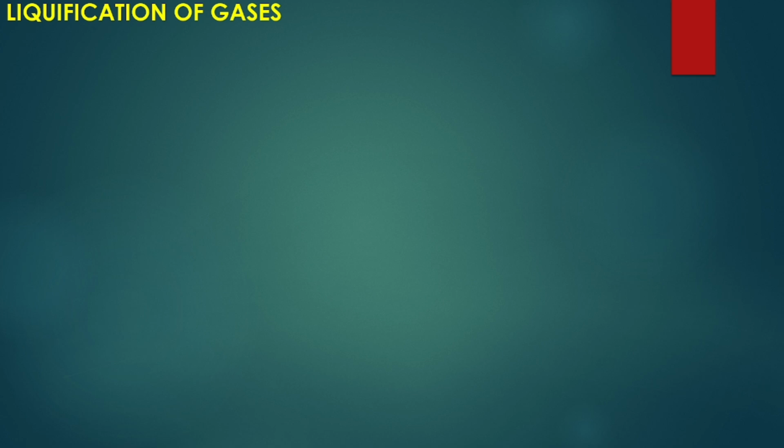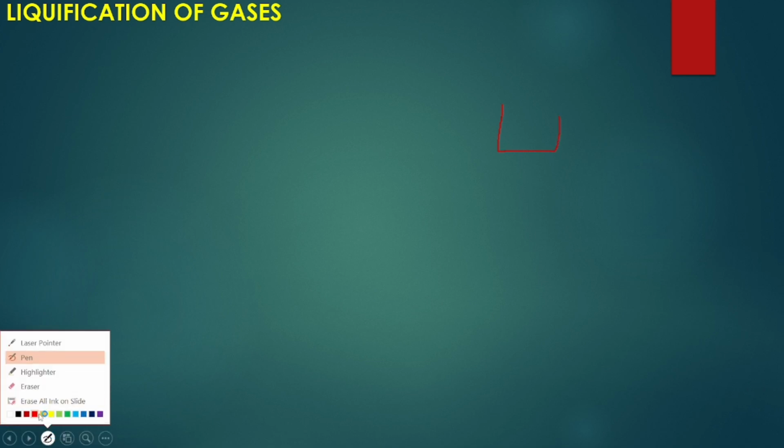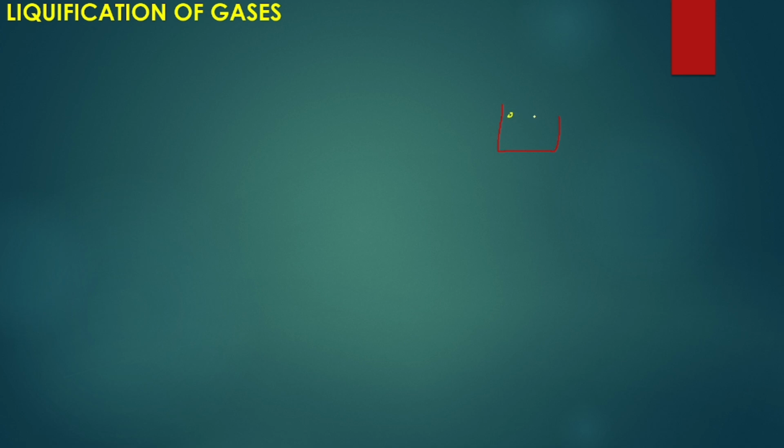So first, how can we liquefy any type of gas? Initially, in a gas, the intermolecular spaces between the atoms are very far away. But when it is converted into liquid, those spaces decrease and attraction forces increase. So, more attraction forces, less intermolecular spaces. That is what a liquid is.